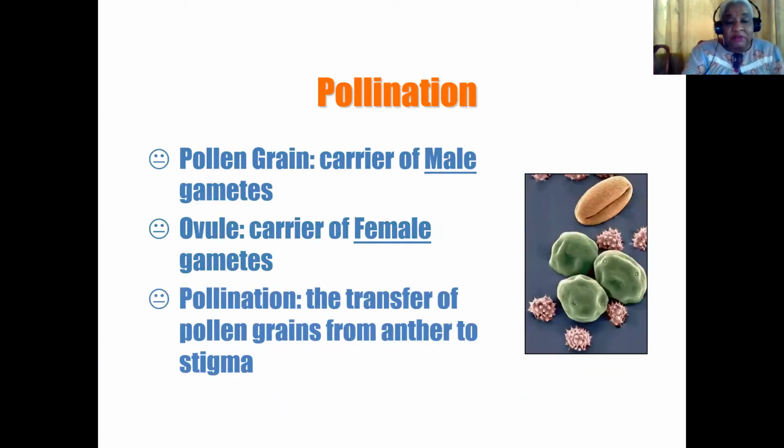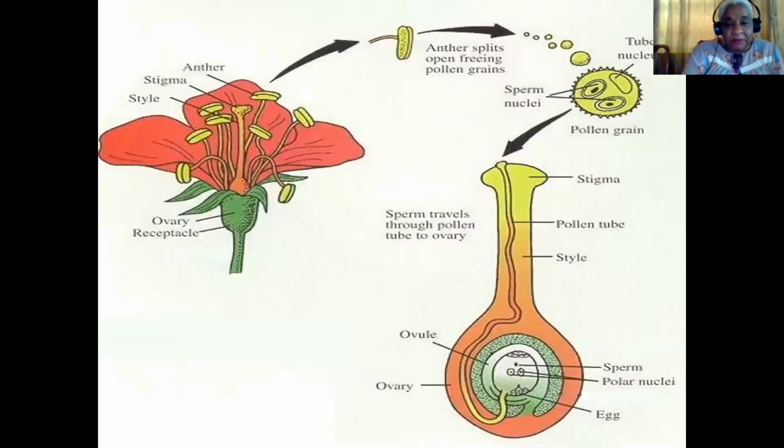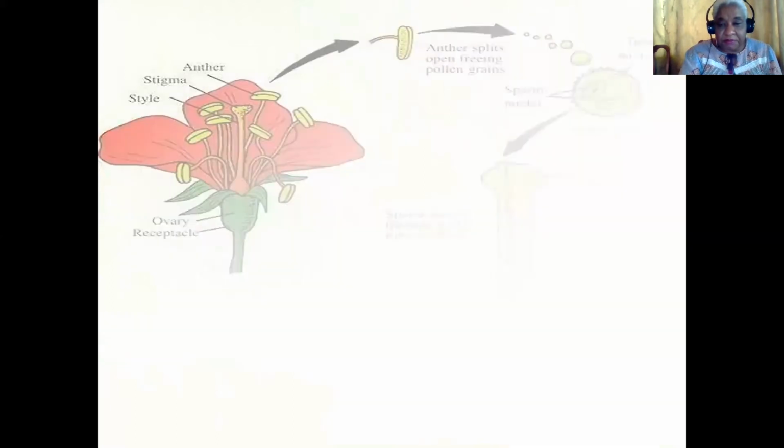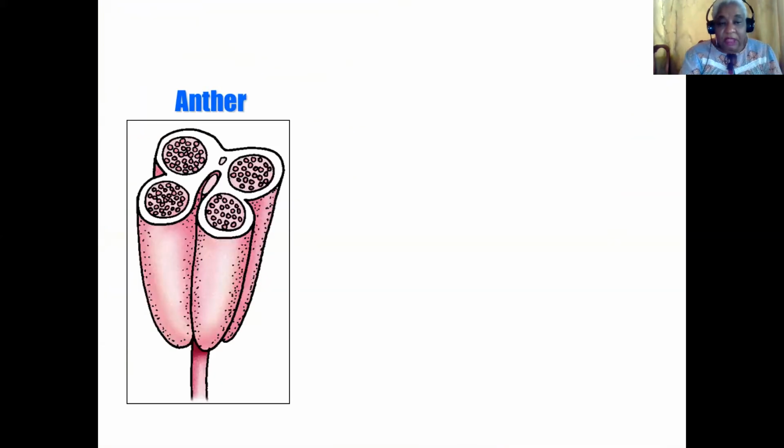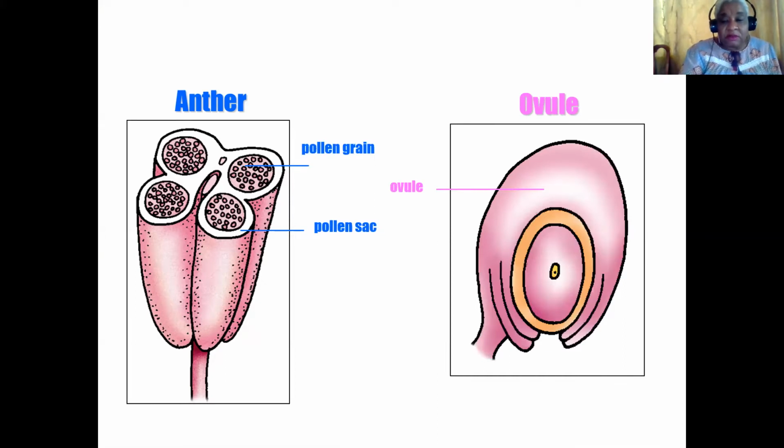Pollination is the transfer of pollen grains from the anther to the stigma. Here you can see the anther splitting, freeing the pollen grains, which land on the stigma. A pollen tube is produced and grows down the style into the ovary. Here is a dissected anther with a pollen sac of pollen grains in it. And here's an ovule and a micropyle. That is the hole through which the pollen tube will come in.